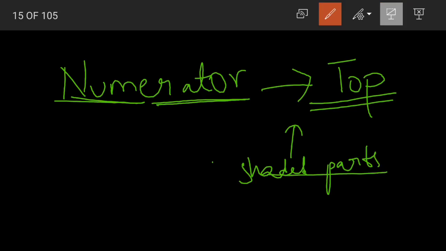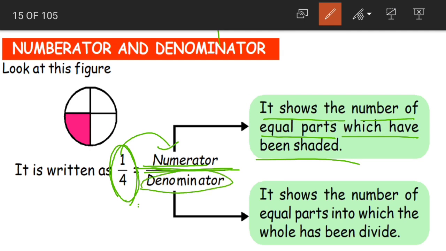Okay, now coming to denominator. It shows the number of equal parts into which the whole has been divided. Now what do we write below? See here we have 1, 2, 3, 4 parts. So the total number of parts into which the whole is divided is written below. And what is it called? Denominator. D-E-N-O, deno, M-I, mi, N-A-T-O-R.